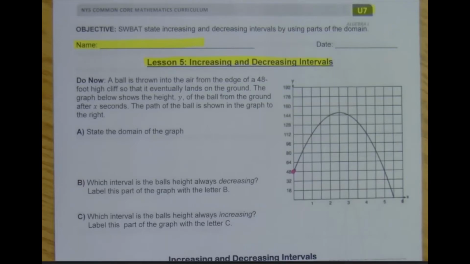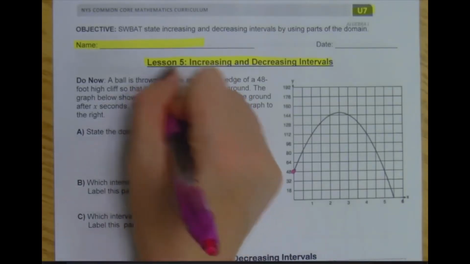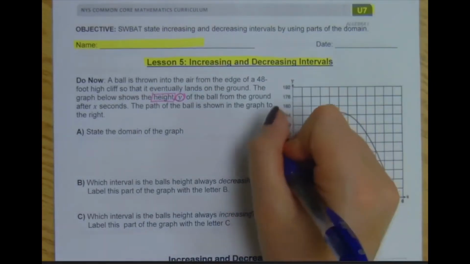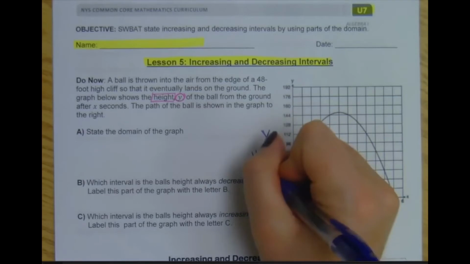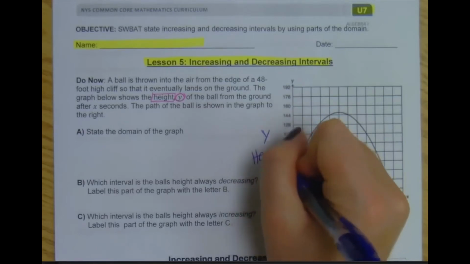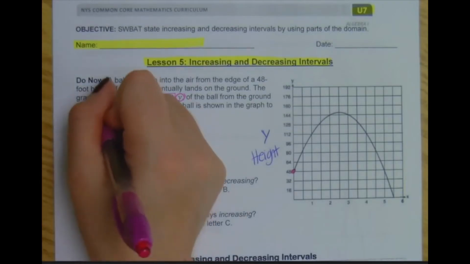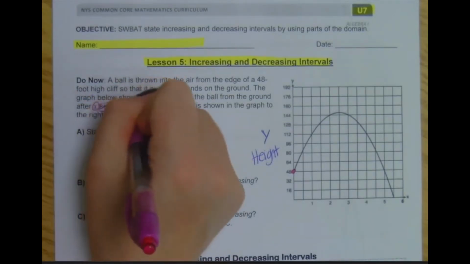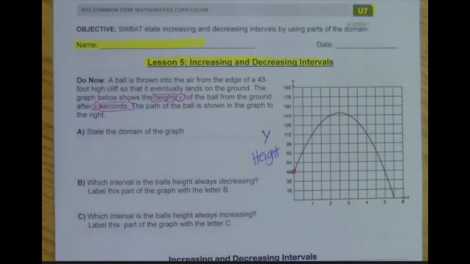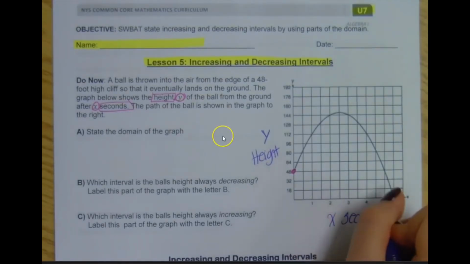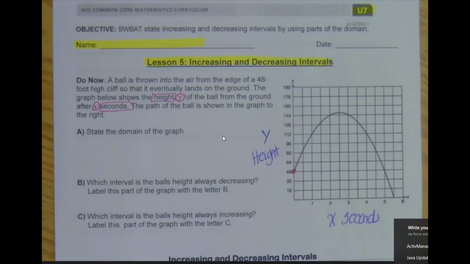So if I'm reading this question carefully, it tells me that the height is represented by the y-axis. Let me fill that in on the side here. Here's my y-axis, so this is going to be my height of the ball, all right? And then as I continue reading, it says that x represents my seconds. Here's my x-axis down below. This is going to be my seconds, all right? So we really want to label the graph first, all right, before we continue on.